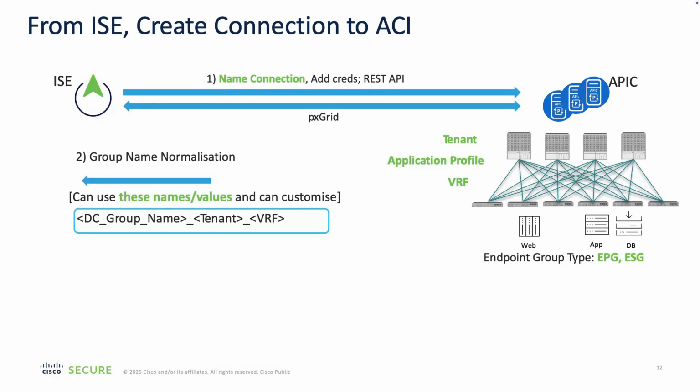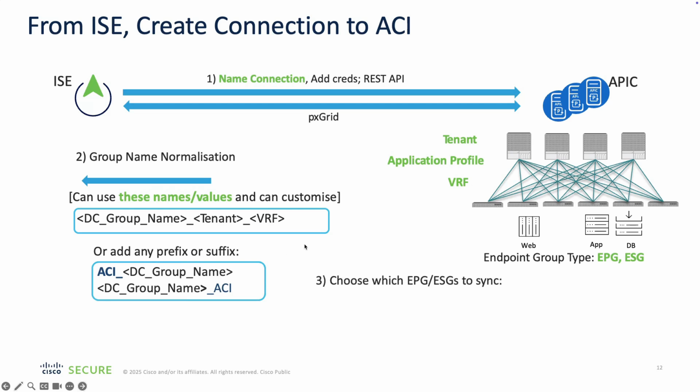So you can use a prefix, or you can use a suffix, or you can use any of these names or values or attributes from ACI. So you can use the connection name, tenant name, application profile, or VRF, or EPG, or ESG. You can use these attributes in the naming convention. And this is just to allow the ISE admin to see and know that it's actually come from ACI. So you can change the name accordingly, however you want to call the group when you've learned it from APIC into ISE. So you can use a prefix or a suffix if you want to.